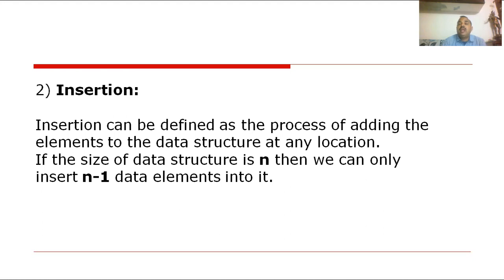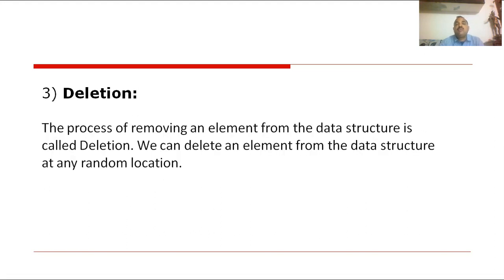Here an array is a collection of data elements. Clear? The lower bound value is 0 and the upper bound value is n minus 1. The array index starts with 0 and ends with n minus 1. Clear all of you? Then the next one is the deletion operation.